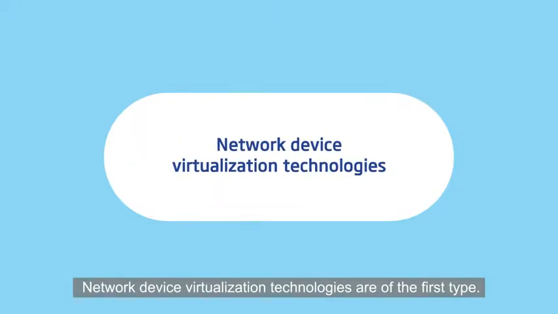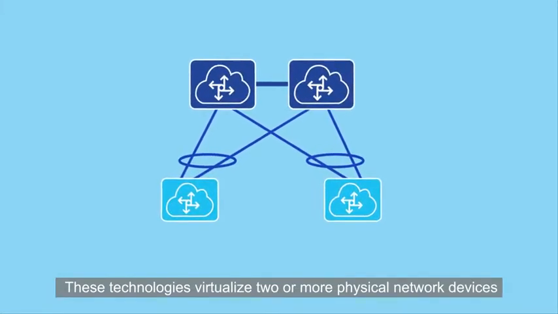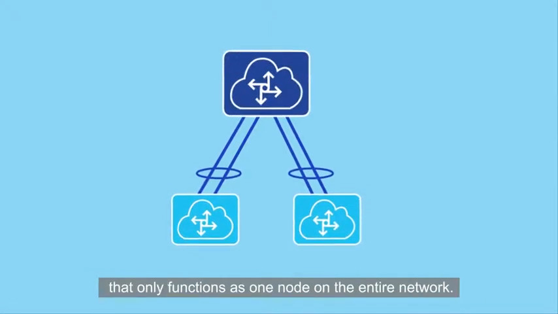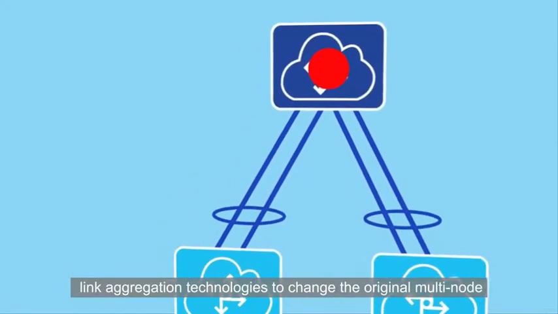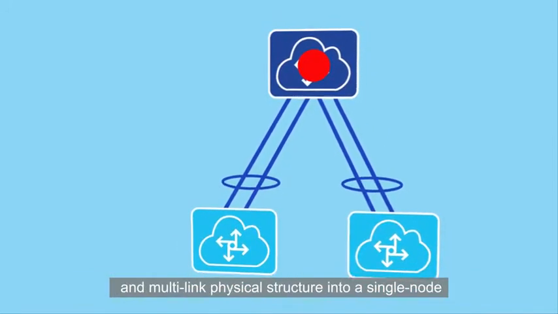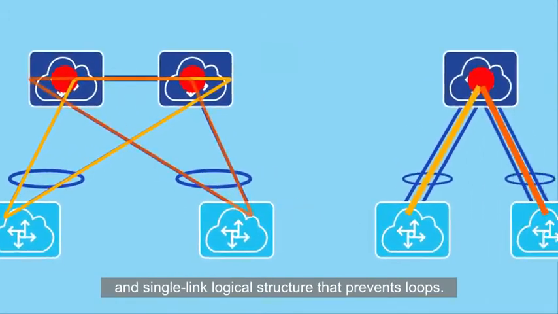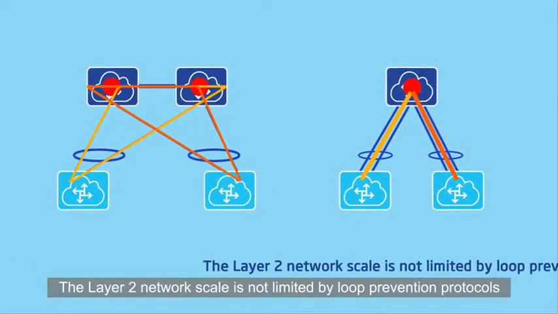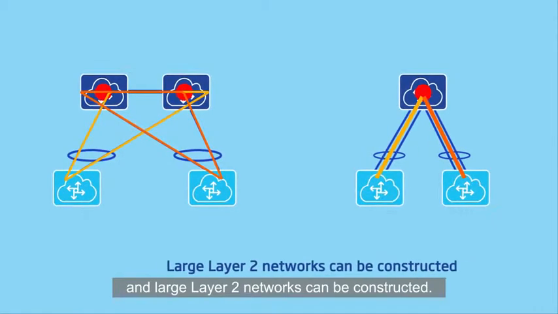Network device virtualization technologies are of the first type. These technologies virtualize 2 or more physical network devices working in redundancy mode into a logical network device that only functions as one node on the entire network. Network device virtualization technologies work with link aggregation technologies to change the original multi-node and multi-link physical structure into a single node and single link logical structure that prevents loops. No loop prevention protocol is required. The Layer 2 network scale is not limited by loop prevention protocols, and large Layer 2 networks can be constructed.